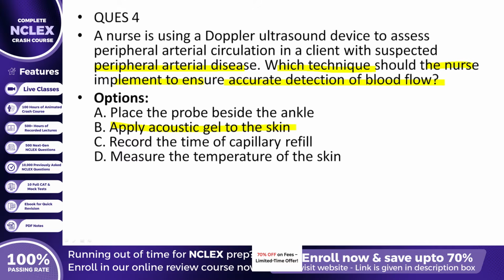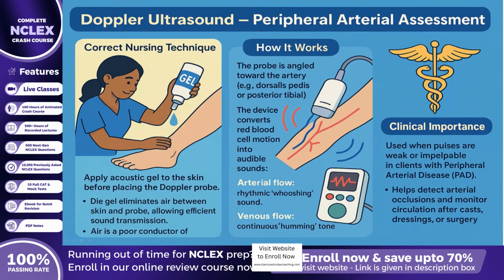When assessing peripheral circulation with a Doppler ultrasound, applying acoustic gel to the skin directly over the artery is the correct and essential technique. The reason is that air is a poor conductor of sound waves, and if the probe is placed on dry skin, the ultrasound beam will not transmit efficiently through the air gap. The acoustic gel serves as a bridge that allows the ultrasonic waves to pass smoothly between the probe and the skin, enhancing signal quality. The Doppler probe is then angled gently toward the artery.